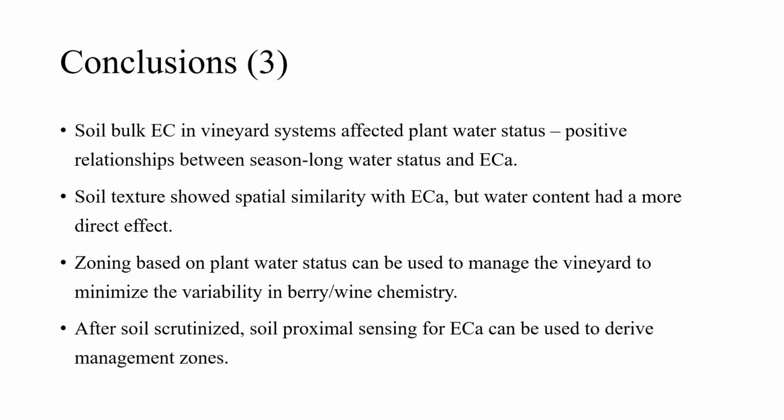Vineyard zoning based on plant water status can be used to manage the vineyard to minimize the variability in berry and wine chemistry. After the soil is scrutinized, the soil proximal sensing for ECA can be used to derive the management zones, because it can be really linked to the plant water status and all these plant physiology development.